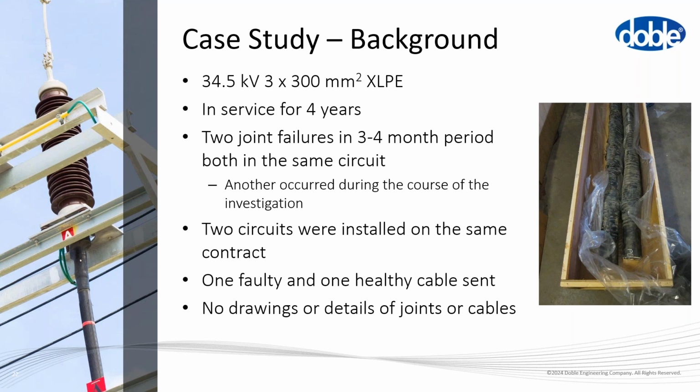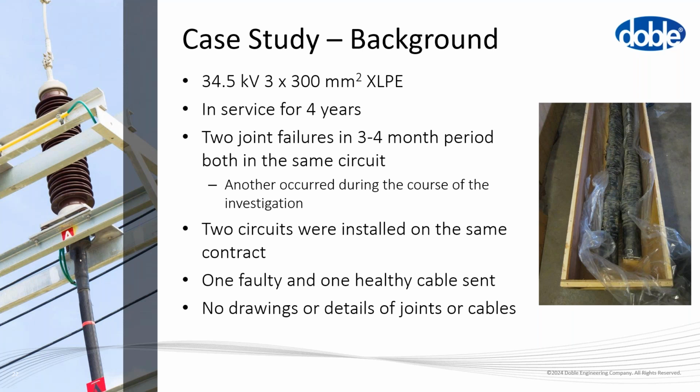Only been in service for 4 years. They put in 2 circuits at the same time at a petrochemical facility, and they'd had 2 joint failures within about 3 or 4 months, and they had another one during the course of the investigation. So clearly they were very worried about, were they going to have more failures? What was the problem? Because in their context, if the circuit went out, they lost production. That was big money to them.